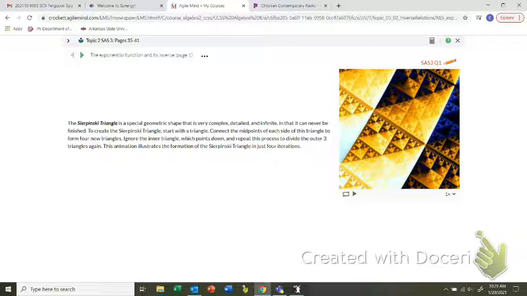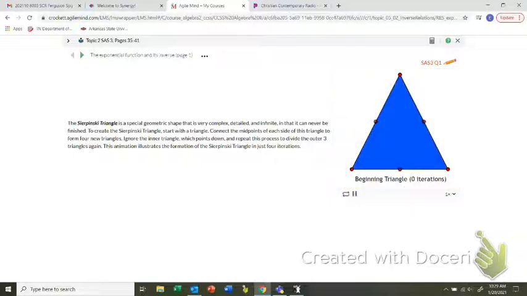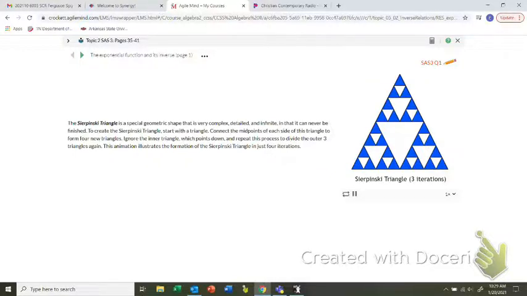To create the Sierpinski triangle, first you start with a triangle. Then you connect the midpoints of each side of this triangle to form 4 new triangles. Ignore the inner triangle, which points down, and repeat the process to divide the outer 3 triangles again. If you look to the right, the animation shows it. So I'm going to play it again.